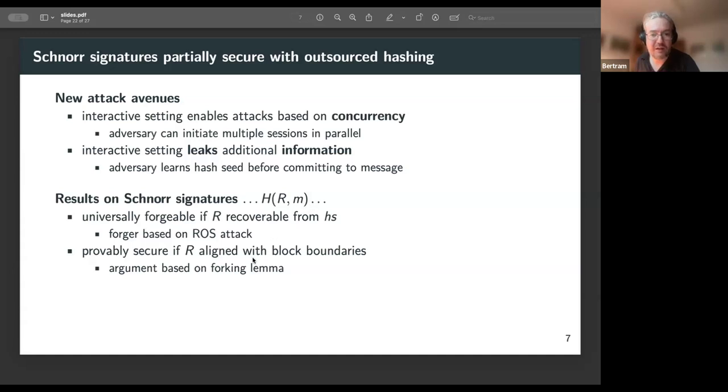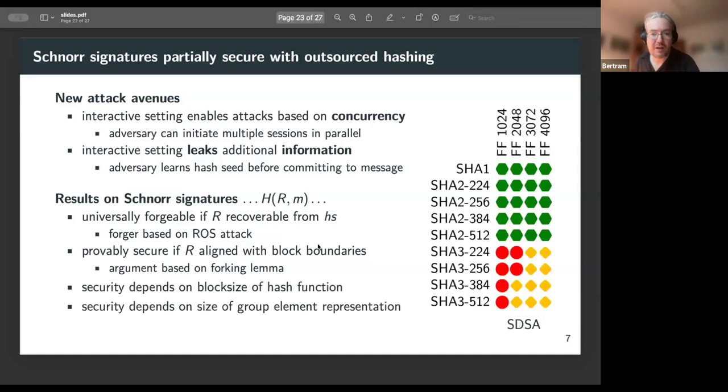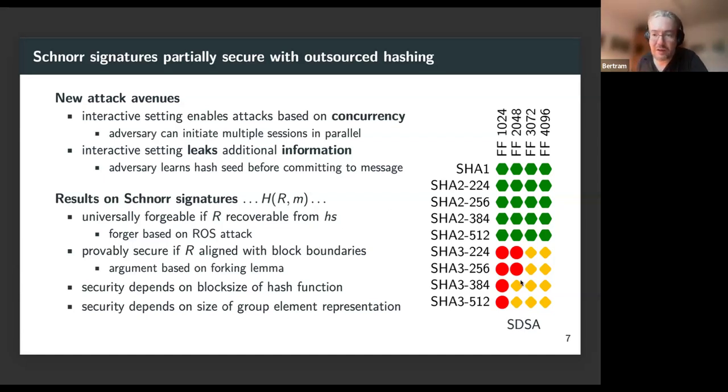Now, what does this mean in practice? I said already there is this alignment property that we need. And now we come to the practical cases. Whether these values are aligned or not depends very much on the hash function in use and on the representation size of group elements. And we created, for a couple of real-world DLP-based signature schemes, graphs, figures like this.